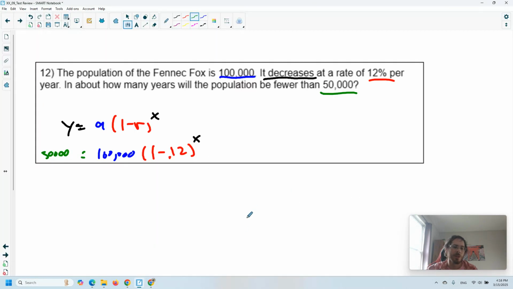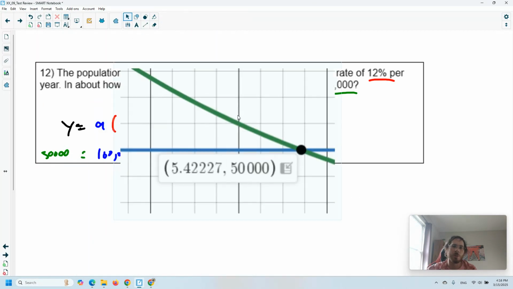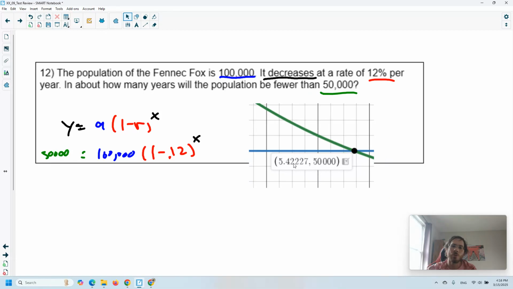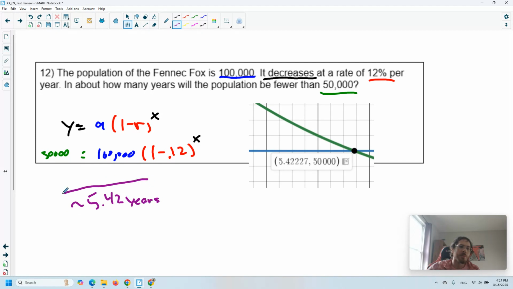So remember, the calculator can do that. That's pretty good. But our job is we need to interpret this. So we need to figure out what this actually means. This means that after 5.42 years, we'd have 50,000 fennec foxes. So again, we can answer this as a whole number of years, maybe after 5, or we could say about 5.42 years is about when we would hit 50,000. So, almost 5.5, 5.4, somewhere around there. So that's what we got.